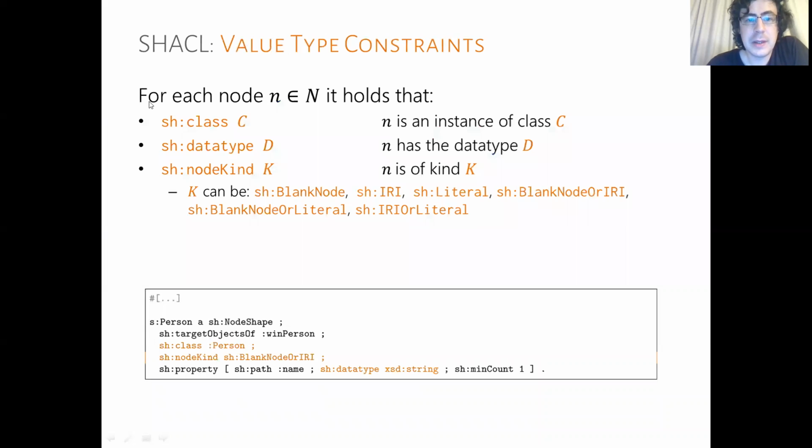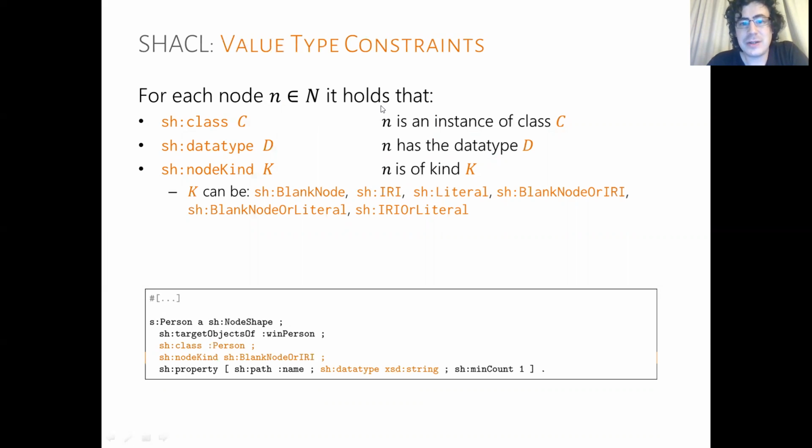Okay. So what about value type constraints? We can specify certain things on nodes. These nodes can be either the nodes of a node shape, or they could be the values of a property shape, right? The things at the end of the path. But in general, we're just going to talk about nodes.